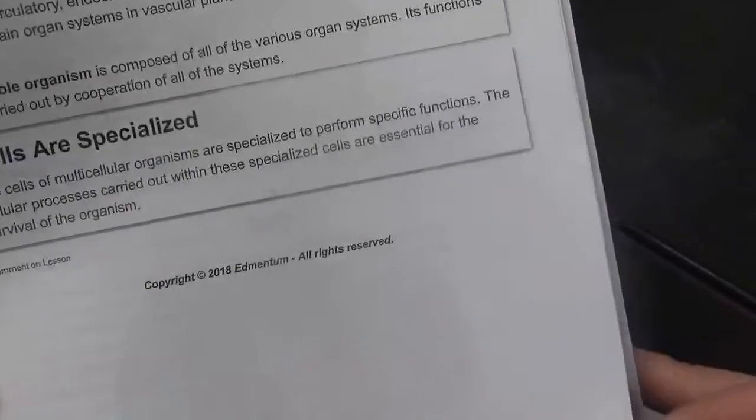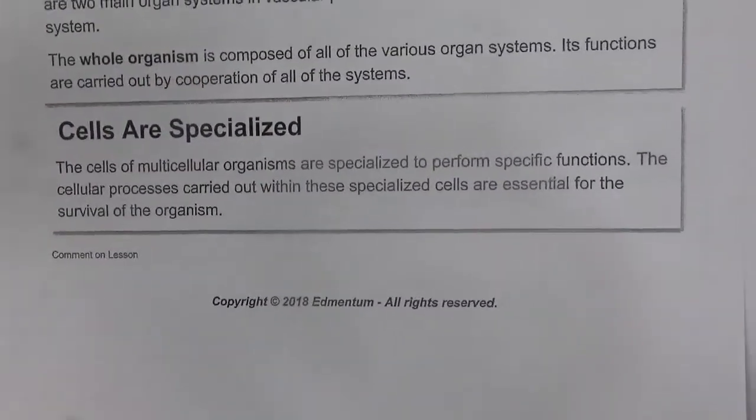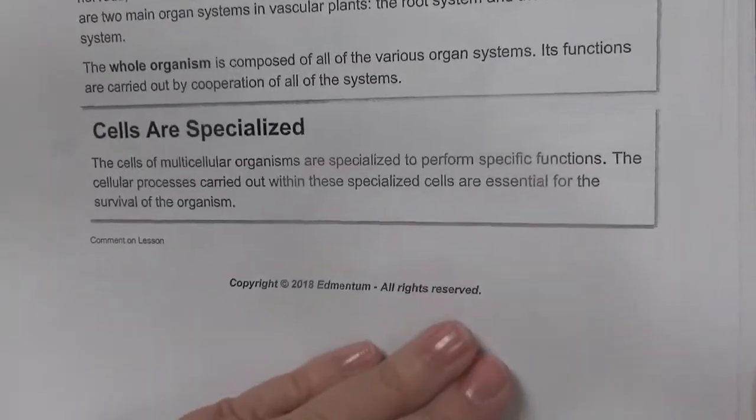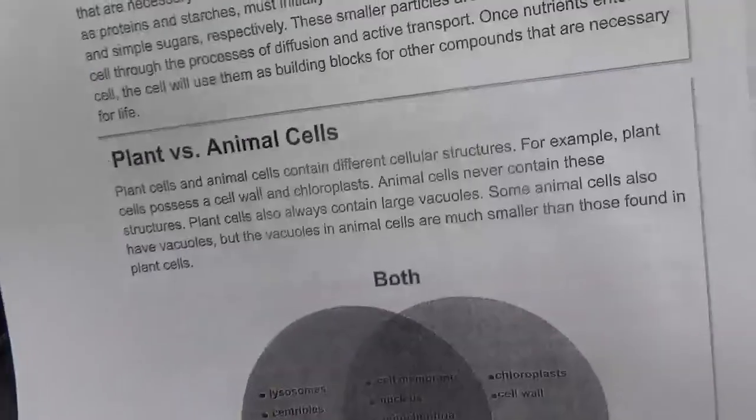So these pages explain a little bit about that. Page 32 talks about cell specialization, meaning that each cell has a different job to do. So in other words, bone cells do bone cell things, muscle cells do muscle cell things, etc.